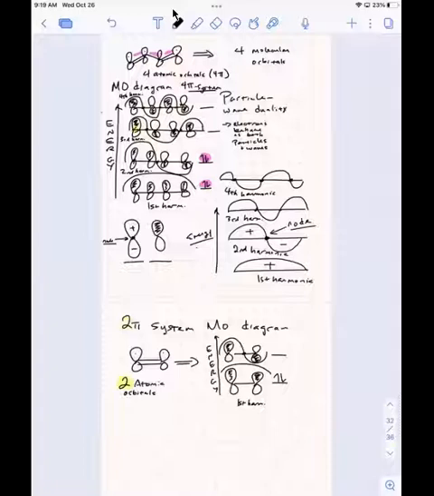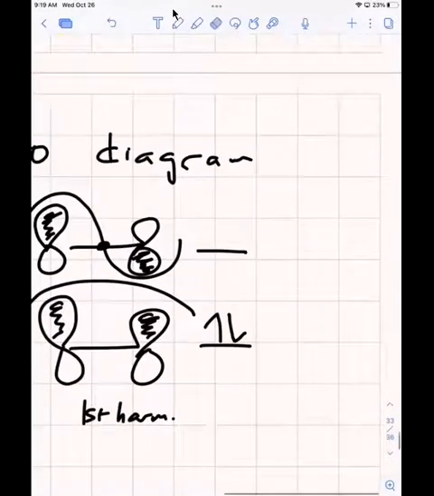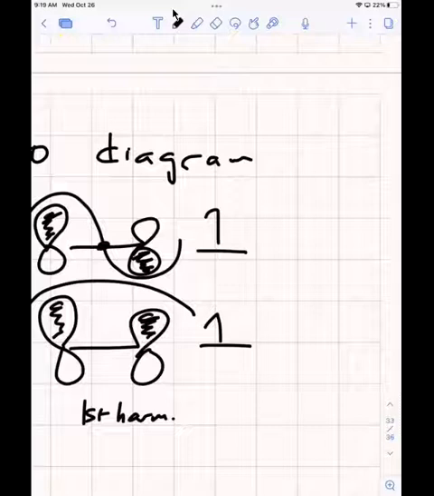Because one of the things with these molecular orbital diagrams, if I were to do this instead, right, that would mean that now I'm in the excited state. And that's not possible unless you have some external radiation, like some UV light or something like that. So in general, you're going to fill this up first before you touch the other one.